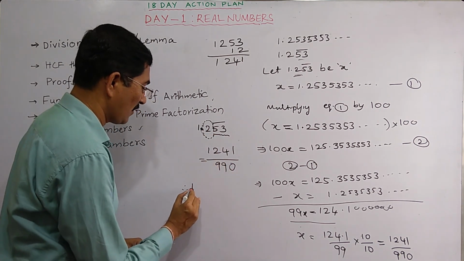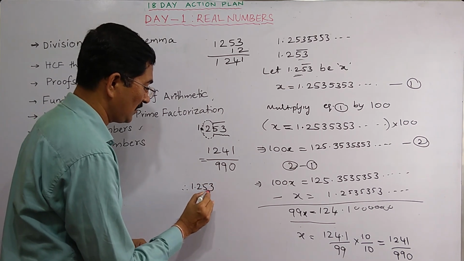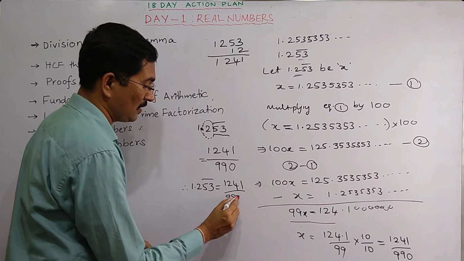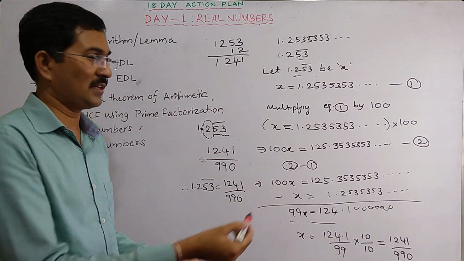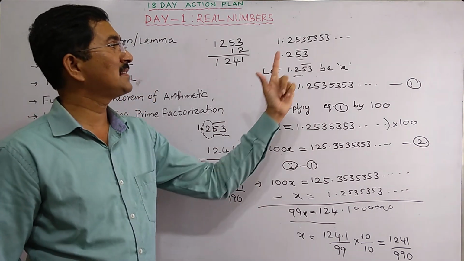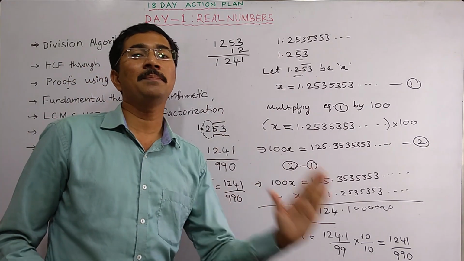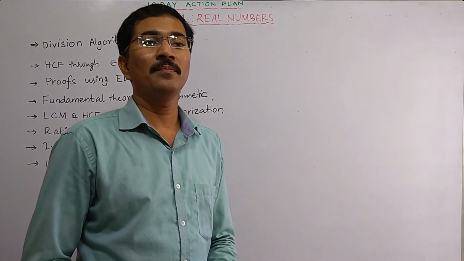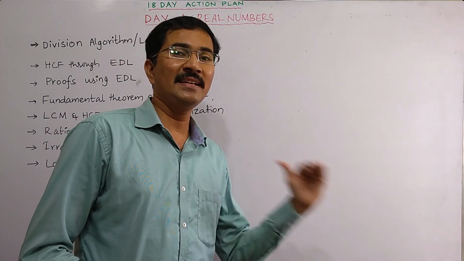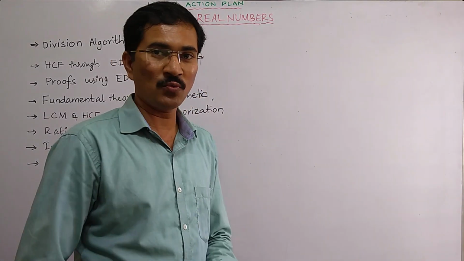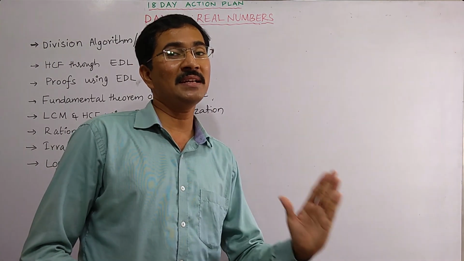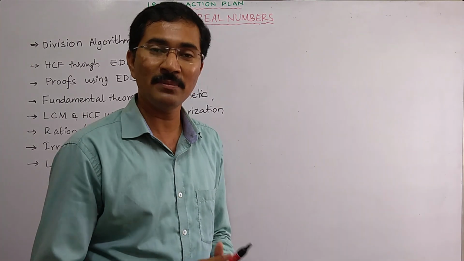Therefore, you can simply write 1.253 bar as 1241 by 990. If cancellation is possible, we'll definitely do that. So this is about expressing a non-terminating repeating decimal in the form of P by Q. Now, there was an integer, you could convert it into P by Q form. There was a decimal which terminated, that is a terminating decimal, which you could convert into P by Q form.